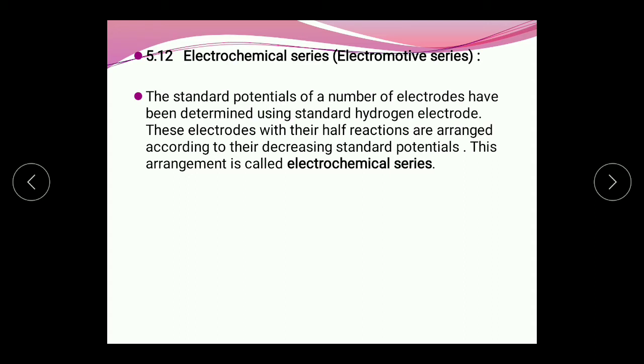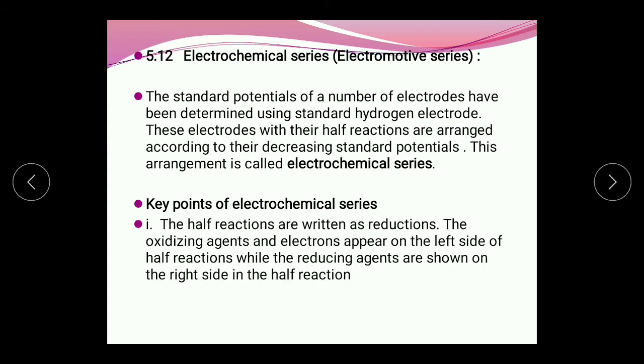Okay, so let us see what the key points of the electrochemical series are, how that series is actually prepared. The first and most important thing: the half reactions are written as reductions. That means the reactions written in that series are all reduction reactions. Then you know that metals generally don't undergo reduction.